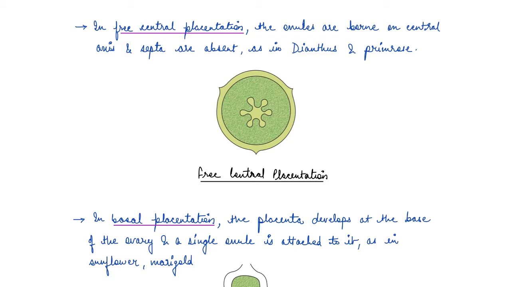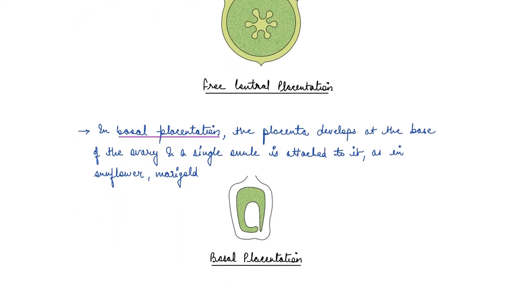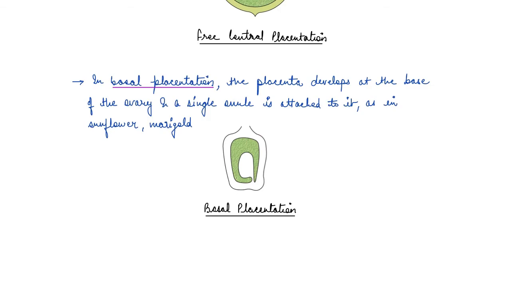And then we have the basal placentation. In the case of basal placentation, the placenta develops at the base of the ovary, right? So here if you see, the placenta develops at the base of the ovary and a single ovule is attached to it. So this happens in sunflower and marigold, as in sunflower and marigold.